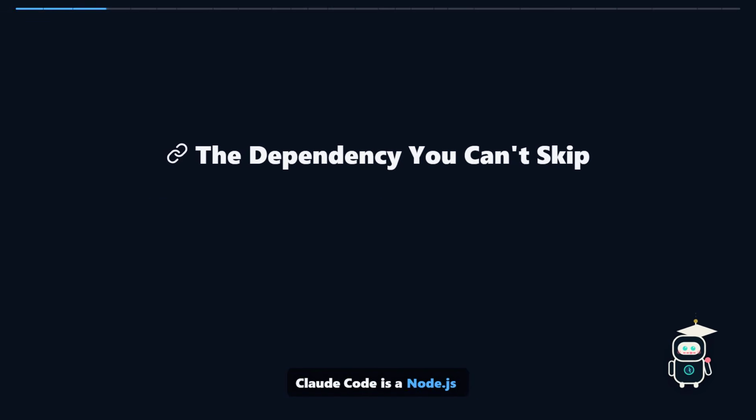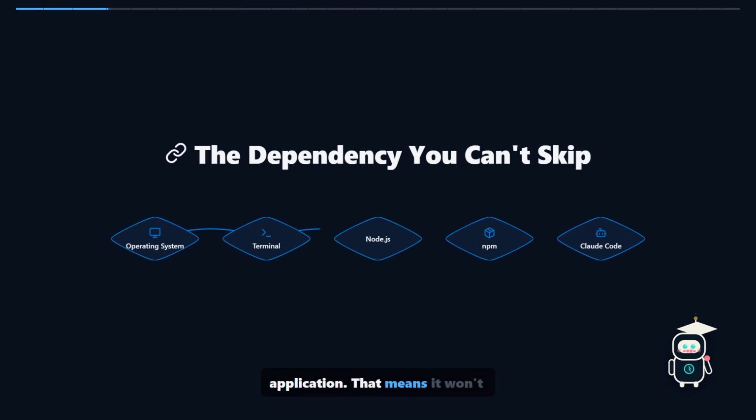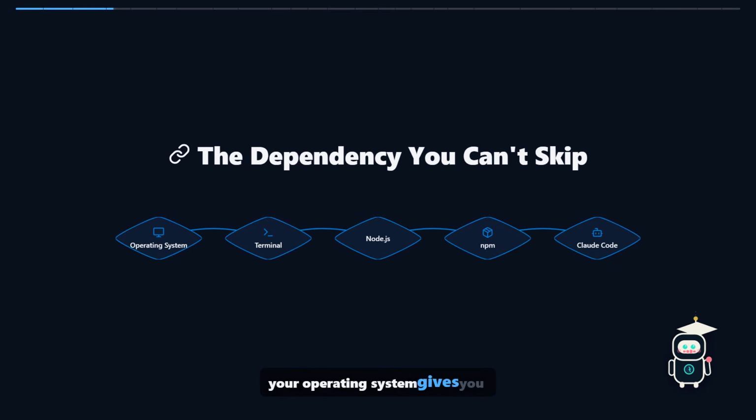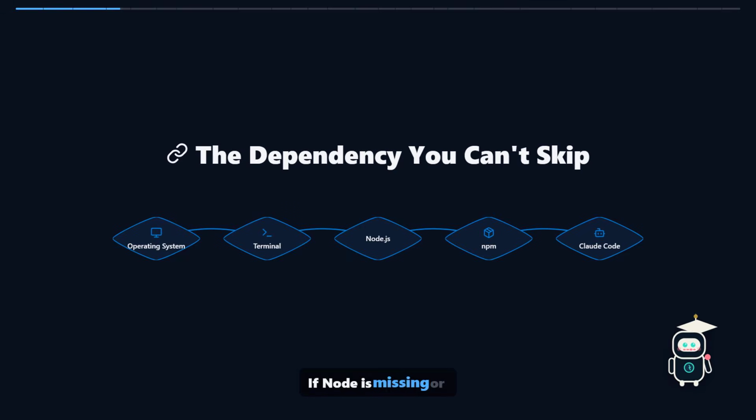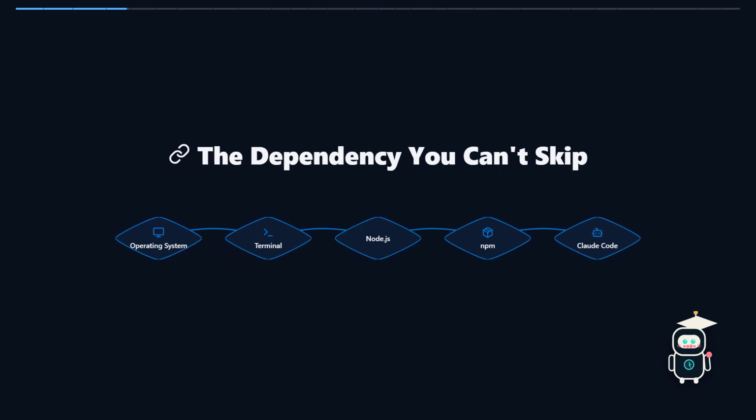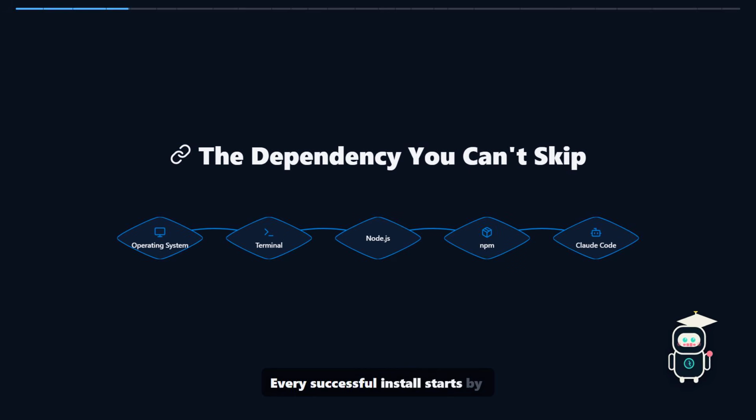Claude Code is a Node.js application. That means it won't run without Node installed first. The dependency chain is linear. Your operating system gives you a terminal, the terminal launches Node, Node ships with npm, and npm installs Claude Code. If Node is missing or outdated, the install may fail with confusing errors, so checking this chain first saves wasted time. Every successful install starts by making sure this foundation is solid.